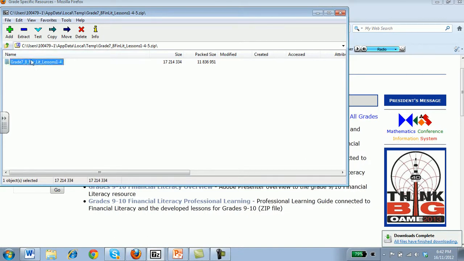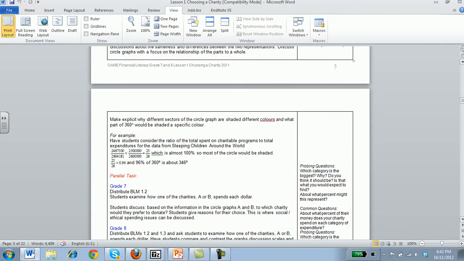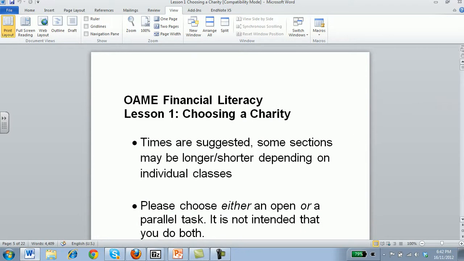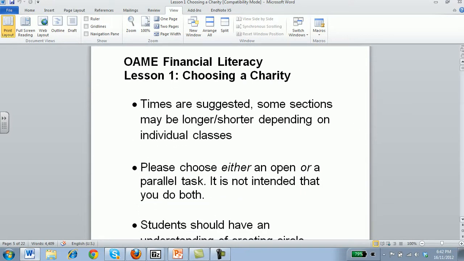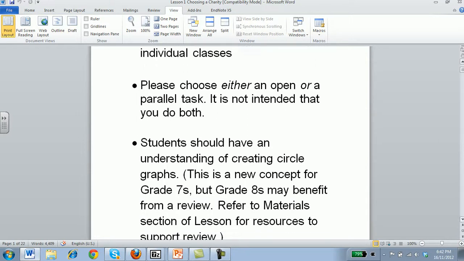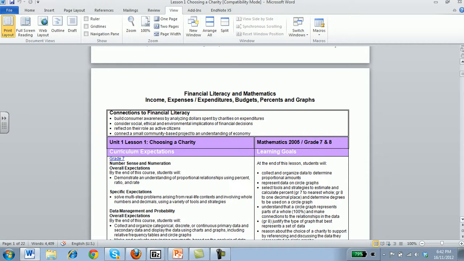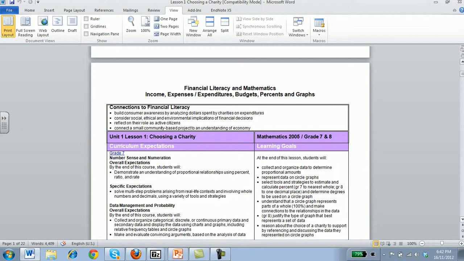So if I open this, that's basically the four lessons I just went through, and I have the first one open here just to start at the beginning. So this is the lesson plan, and this is a three-part lesson plan where there's a minds-on activity at the beginning, and then the action, which is the content, and then a consolidation activity.